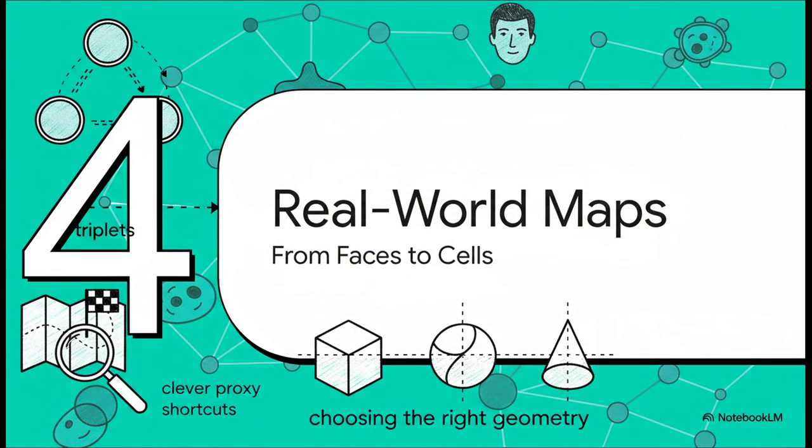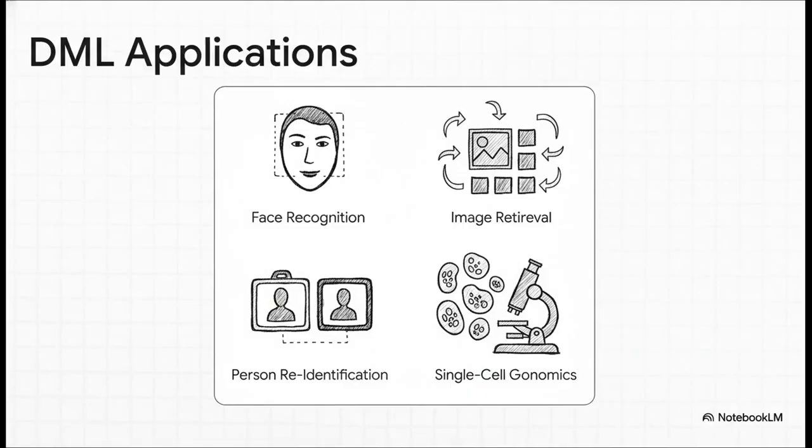Okay, so we've covered a lot of ground, right? We've got learning from triplets, these clever proxy shortcuts, and even picking the right shape for our map. Now for the fun part. Let's see how all this stuff actually works in the real world. And believe me, the applications are everywhere. This is the tech that powers face recognition. You know, when you search for similar images online, that's this. It's even used for something called person re-identification, which is tracking someone across a bunch of different security cameras. And, as we've already hinted, it's completely changing the game in fields like genomics.